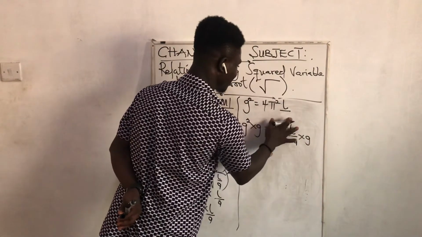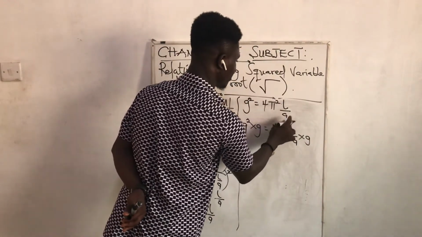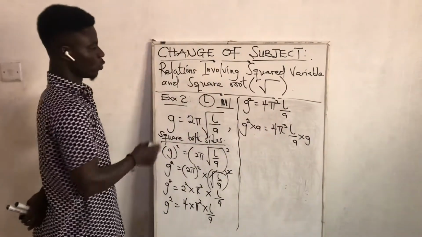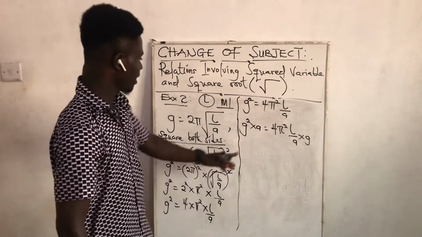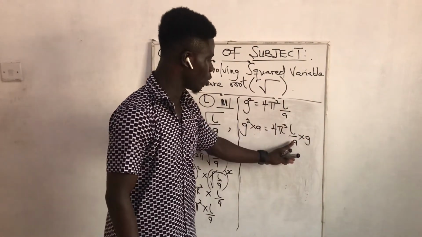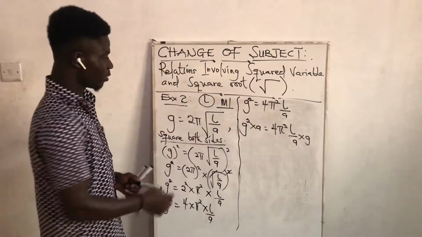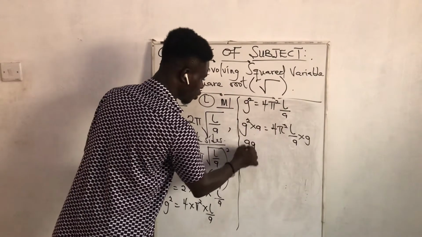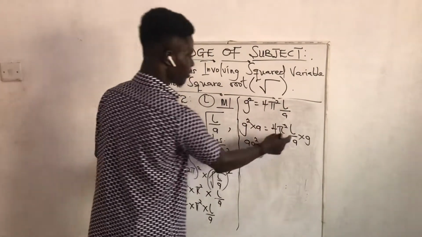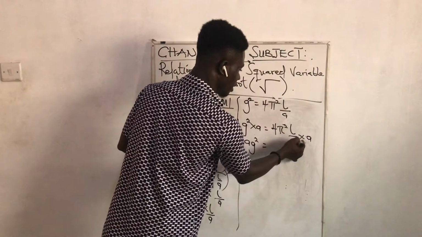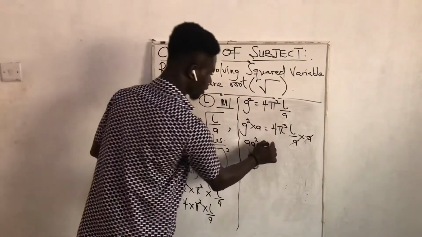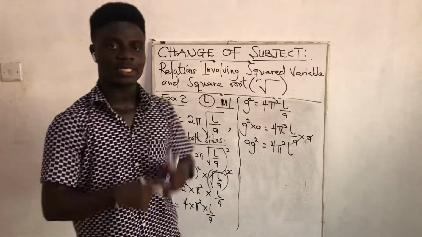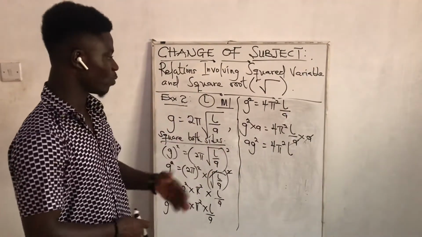So g squared times g gives, in alphabetical order, g cubed equals, now g cancels g. So I have 4 pi squared L. 4 pi squared L.